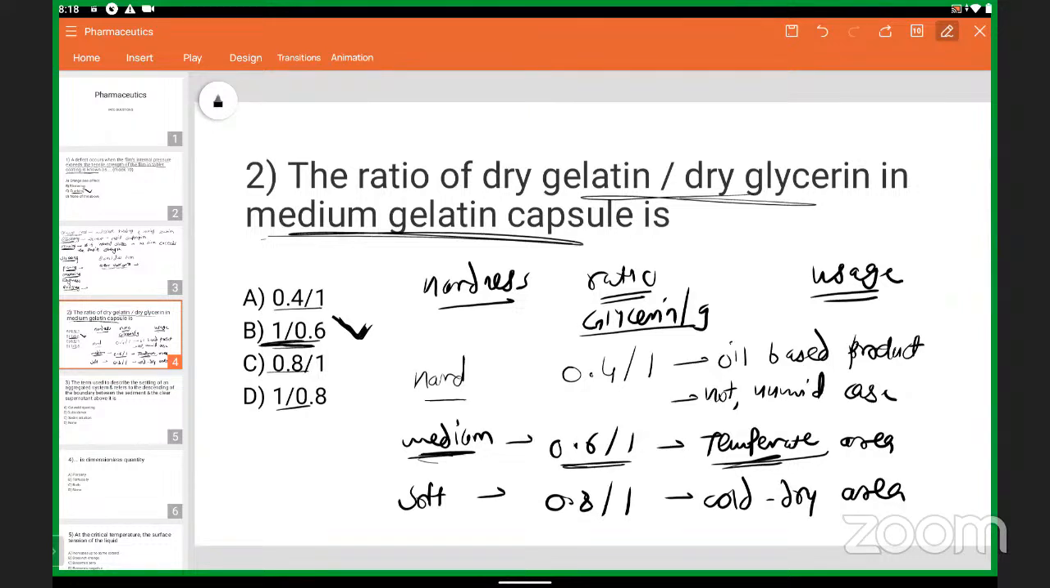So again, hard और soft gelatin के भी ratios आप ध्यान में रखो. 0.4 as to 1 है और 0.8 as to 1 है. मीडियम के लिए अगर कंसीडर करो तो 0.6 as to 1. So option B is the right answer. Okay, so let's move to the next question.